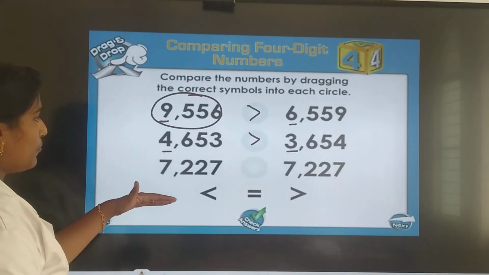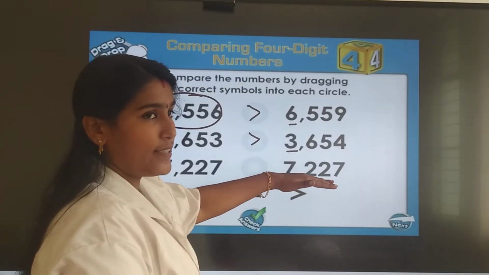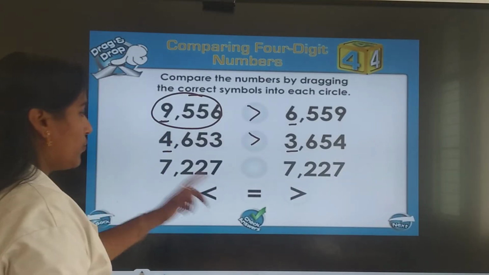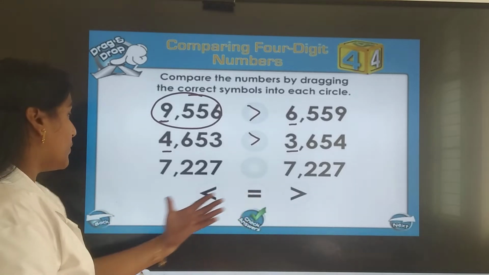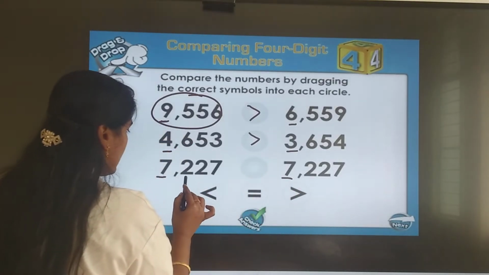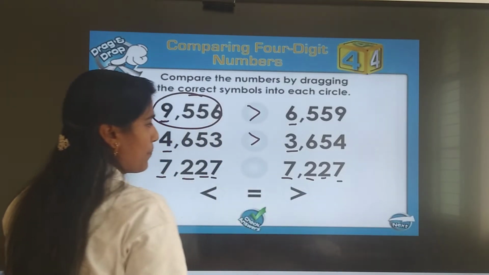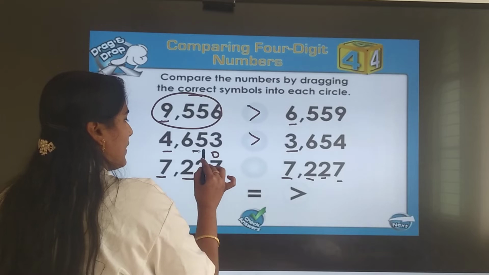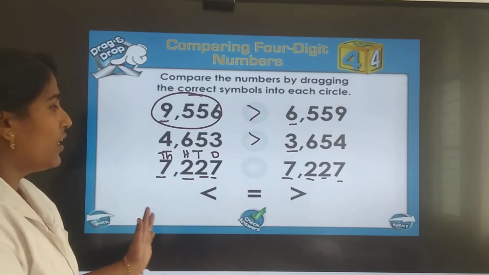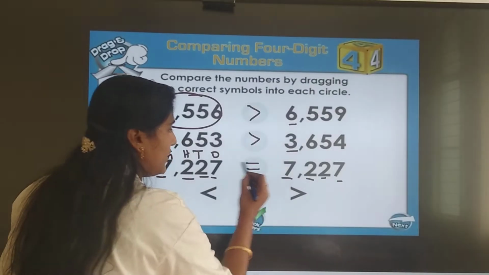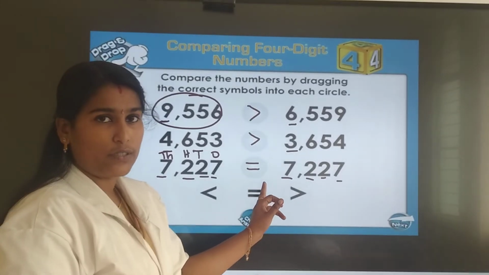Then come to the next number: 7227 and here also 7227. Both the numbers are equal. There is no difference between these two numbers. The first digits are the same, the second digits are the same, the third digits are the same and the fourth digits are also the same. That is, the ones place is the same, the tens, hundreds, thousands. There is no difference between these two numbers. So the symbol is equal to. Both the numbers are equal.